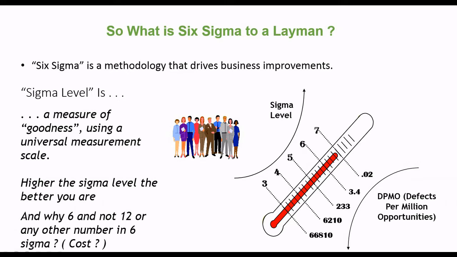Right then, what is Six Sigma to a layman? So I have just heard this word today, for example, and I don't know what is Six Sigma. Can you tell me in a brief what is Six Sigma? Well, Six Sigma, as we have been seeing in the previous slides, it's a methodology, is a strategy, is a way to do things that drives business improvements. So it is a structured step-by-step methodology that will ensure business improvements in the organization. Simple.